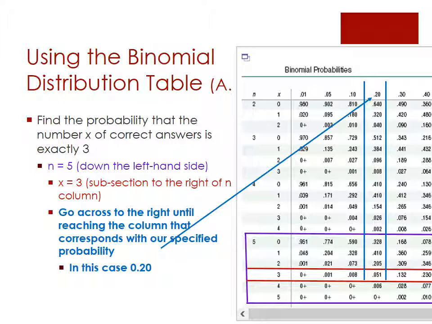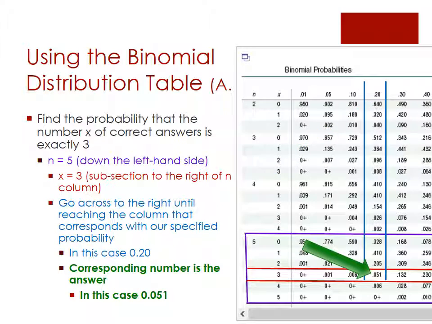Then we're going to go across to the right until we reach the column that corresponds with our specified probability that we've already calculated, which is 0.20. Once we have that, look where they overlap, and the corresponding number, 0.051, is the answer to our question. So the probability that I will have exactly 3 correct answers out of these 5 is 0.051 if I am simply guessing.